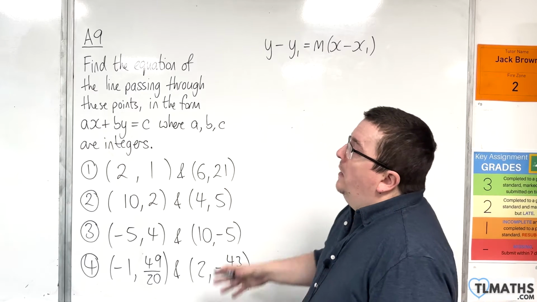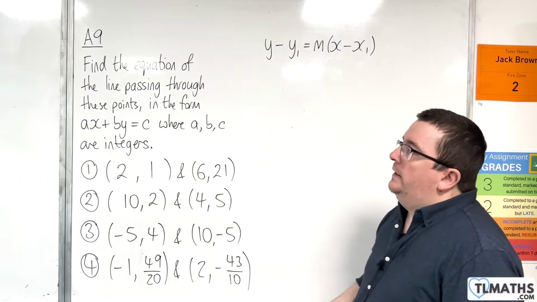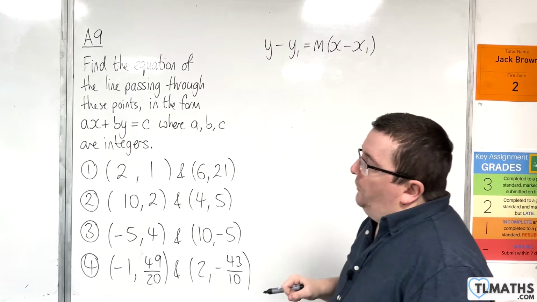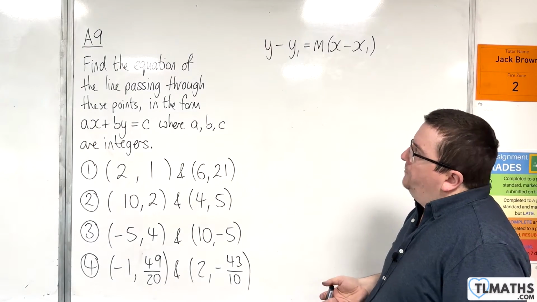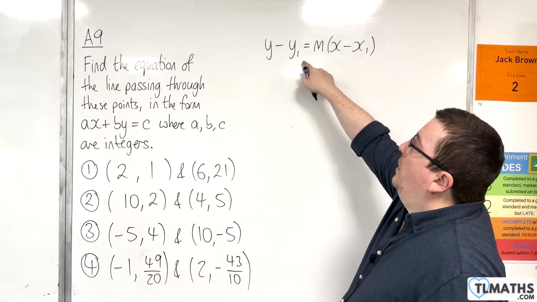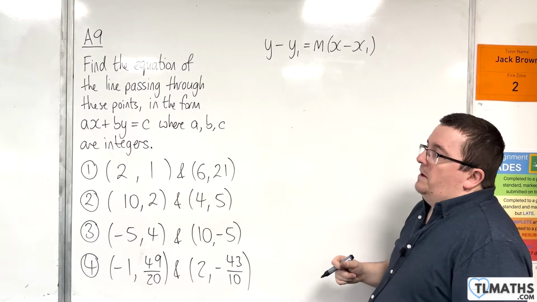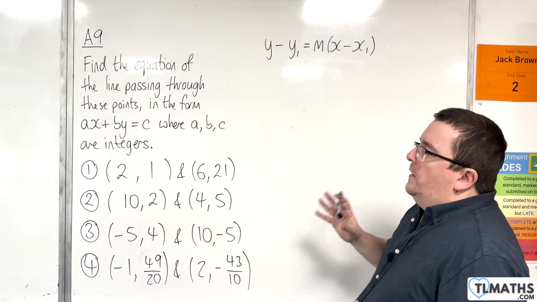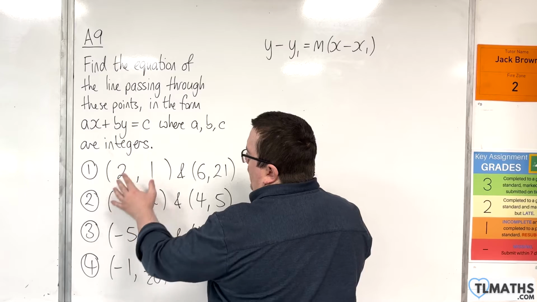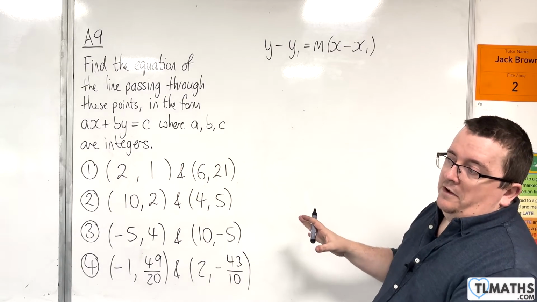So in this video, I want to find the equation of the line passing through each of these pairs of points, and I want to get my final answer into the form ax plus by equals c, where a, b and c are integers. And in this video, I'm going to be using the y minus y1 equals m(x minus x1) method, rather than the y equals mx plus c method. Now, throughout, I'm going to use the left-hand coordinate as x1, y1, and the right-hand one to be x2, y2 in finding the gradient of the line.